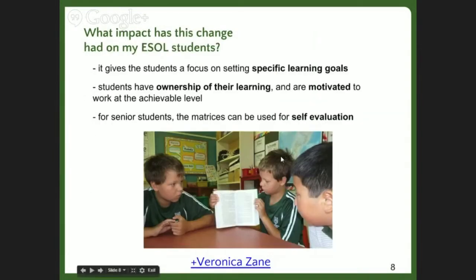The impact on the students. It helps give the students a focus on setting specific learning goals. As the ESOL students are no longer assessed against other students at national cohort level as we did before, they are now able to have ownership of their own learning and are motivated to work towards the next achievable level. It's always important for ESOL students to know where they are at and their current levels. Senior students can use ELPs matrices for self-evaluation.